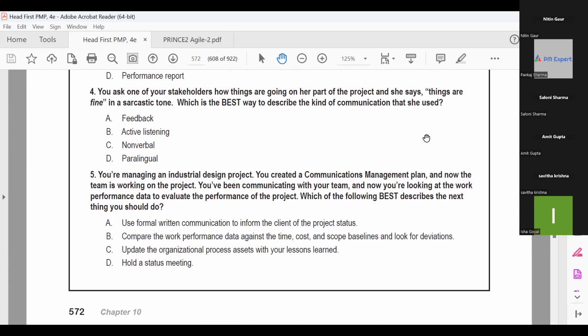Fourth, you ask one of your stakeholders how things are going on a part of the project, and she says things are fine in a sarcastic tone. Which is the best way to describe the kind of communication that she used? Parallel. Delta.